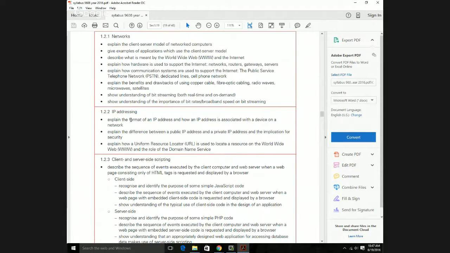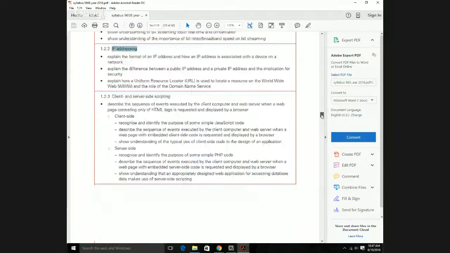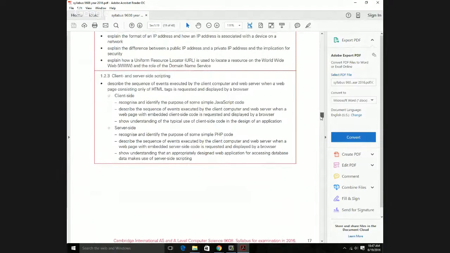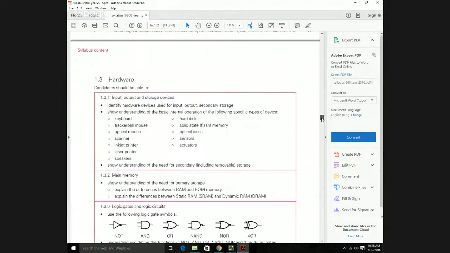Okay. So the IP addressing, the Internet Protocol addressing: every computer is going to be given a name when it goes on the internet, that is the IP address. And then client server side scripting, that is using HyperText Markup Language. We are going to learn a little bit about JavaScript, a little bit about PHP, but not in much detail. Just enough that when we see the code, we can recognize that this is JavaScript and this is PHP, but not in much detail. So this is how it goes.